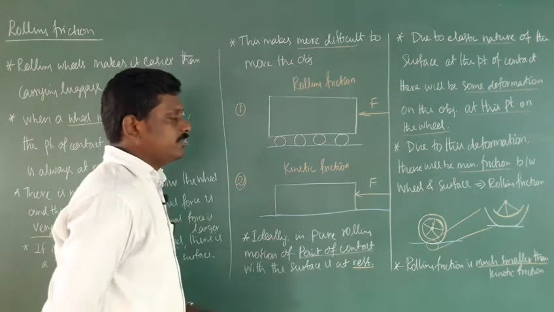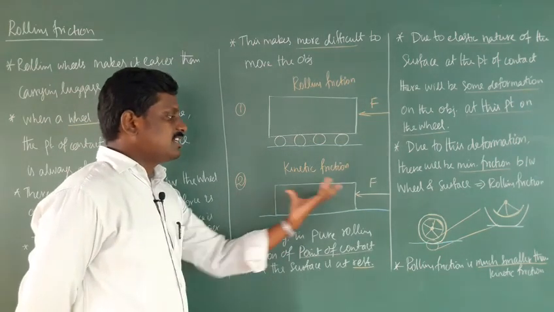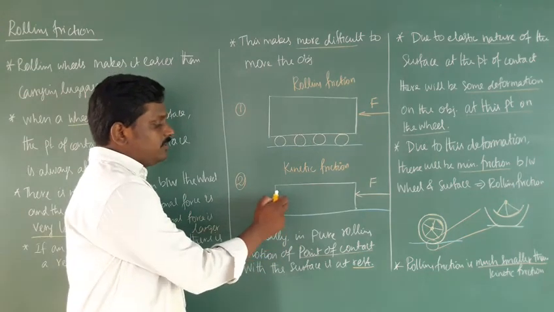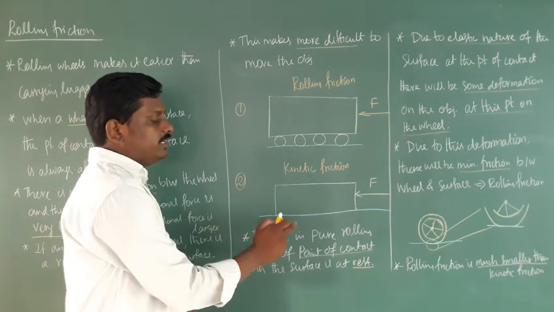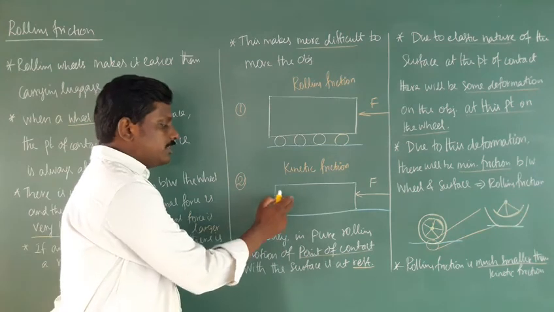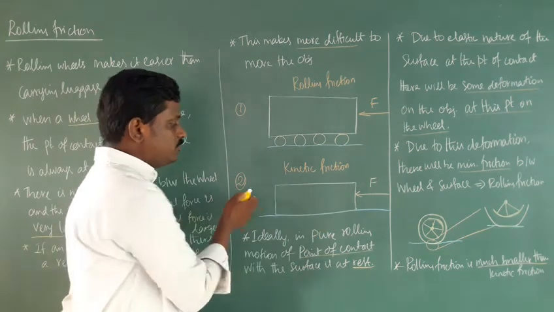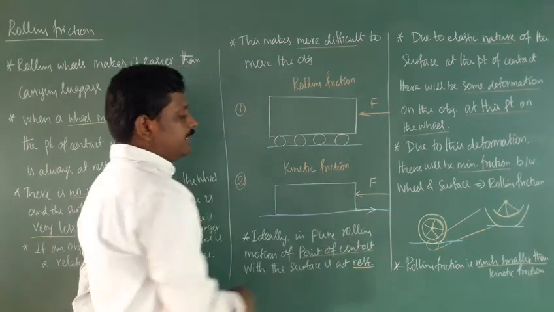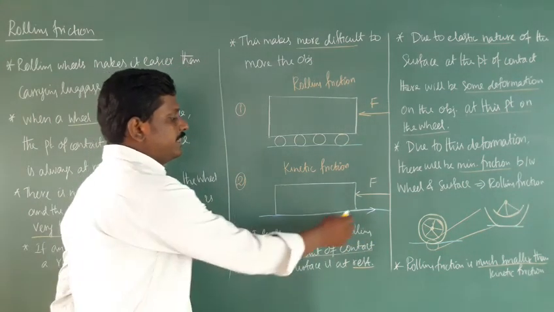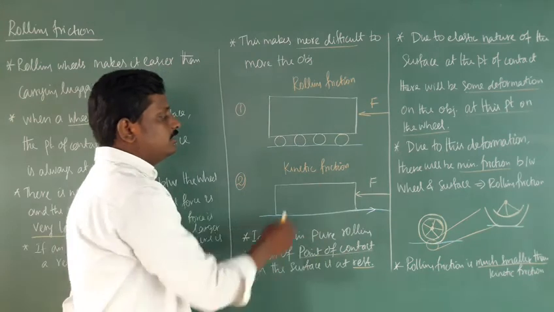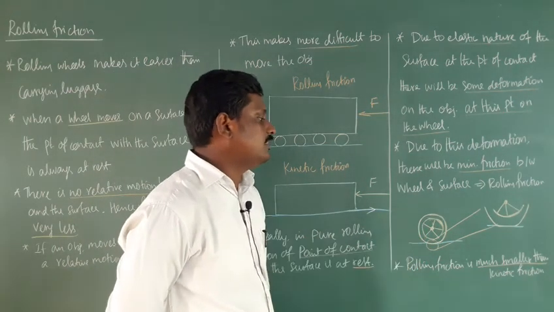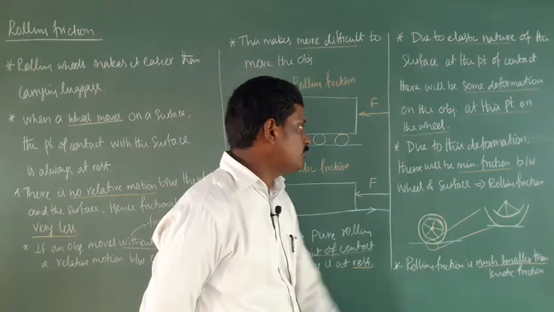Kinetic friction means the object moves with constant velocity by applying force. There is friction between the object and the surface, and relative motion between them. If the object moves in this direction, the frictional force acts in the opposite direction. The point of contact is large, so the kinetic friction value is high. The rolling friction is much smaller than kinetic friction. They may ask this for one mark.